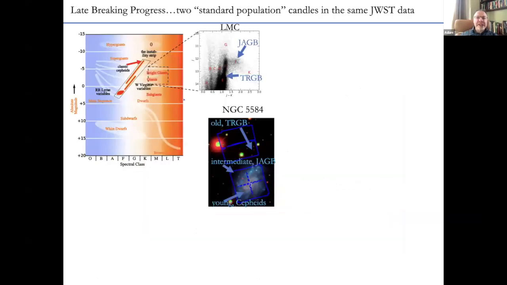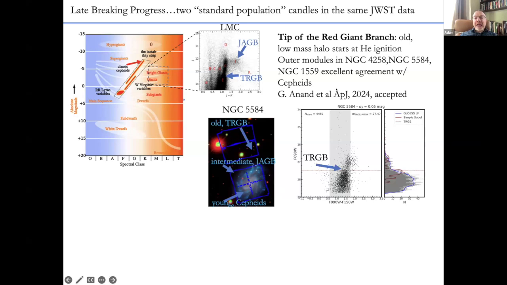Just in the last couple minutes here, I want to point out that there are other distance indicators one can measure in the exact same images with JWST, and so we've been working on that as well. In the color magnitude diagram in the near-infrared, there are two population-based distance indicators, tip of the red giant branch shown here, and a newer indicator called JAGB. This is carbon-rich AGB stars that have this kind of cloud you see over here. And those are basically both seen in different parts of the image. In the disk, you get the Cepheids. In the outer disk, you get the JAGB AGB stars. And in the halo, even further out, you get the tip of the red giant branch.